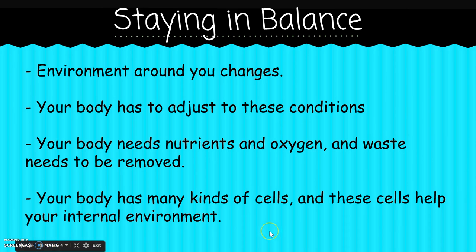Your body has many kinds of cells, and these cells help your internal environment. So what that means is that you have nerve cells, you have skin cells, you have red blood cells, and each cell in your body has a different function that will help your body maintain a balance.